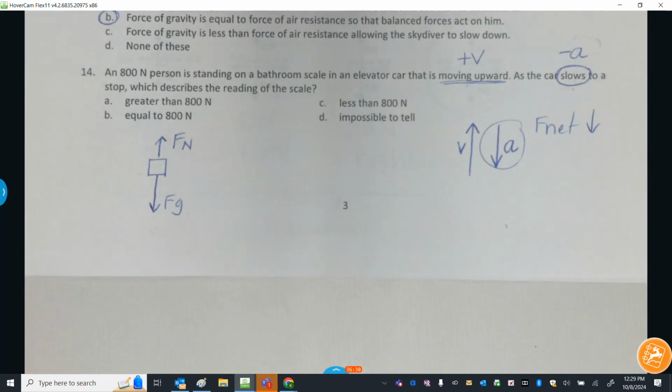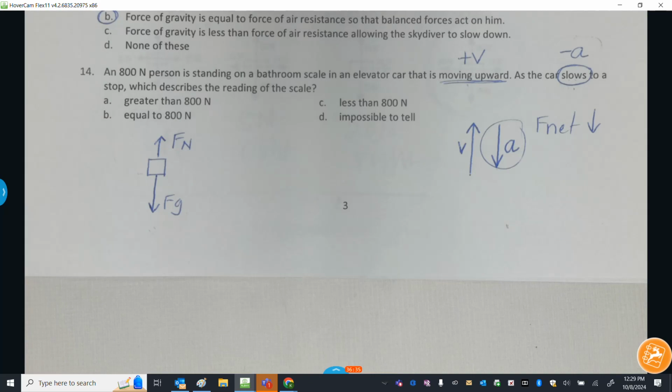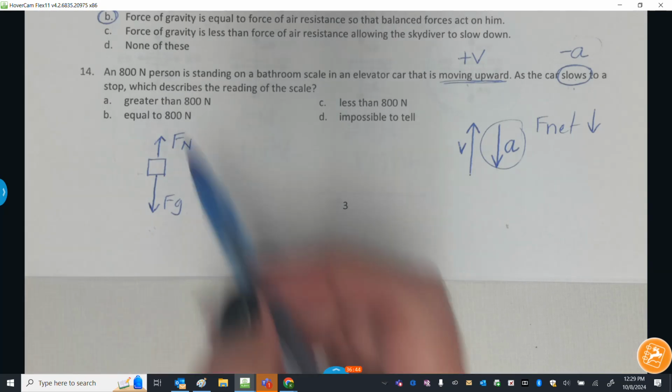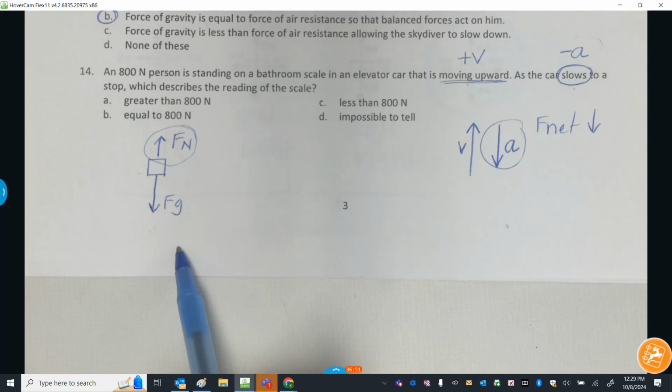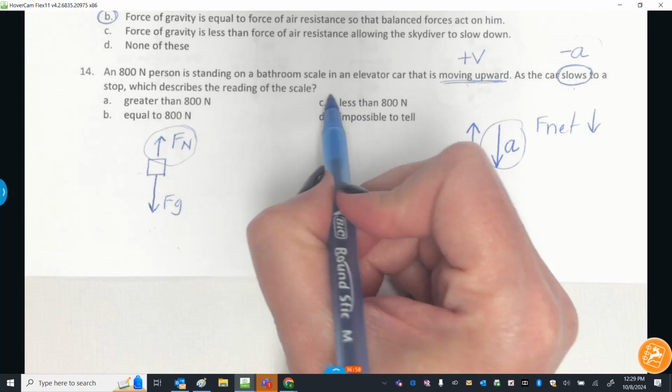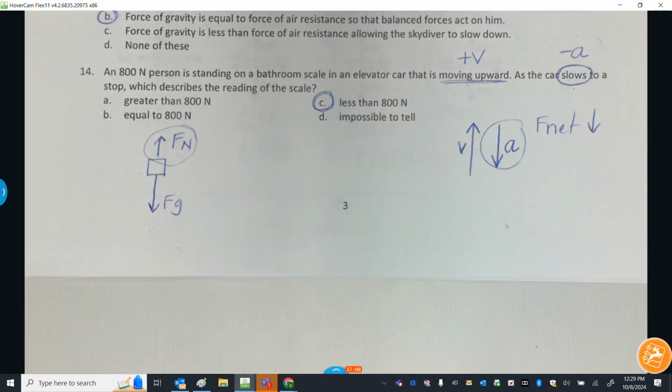Okay, and so if I answer this question, it doesn't even actually ask me to do the math. We just have to answer it conceptually. We talked about how a bathroom scale or a scale is going to read your normal force. And so here's my normal force. My normal force is smaller than my actual weight. And so the scale would show that he weighs less than he actually does, which means that the scale would show that he is less than 800 newtons. The answer to number 14 should be C.